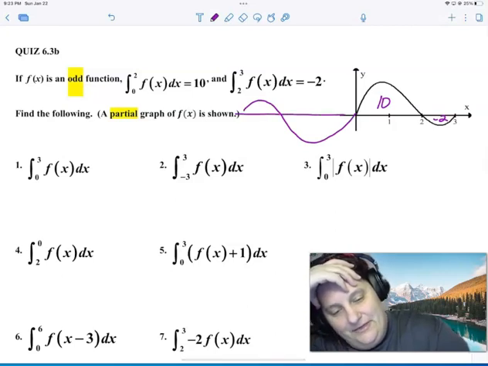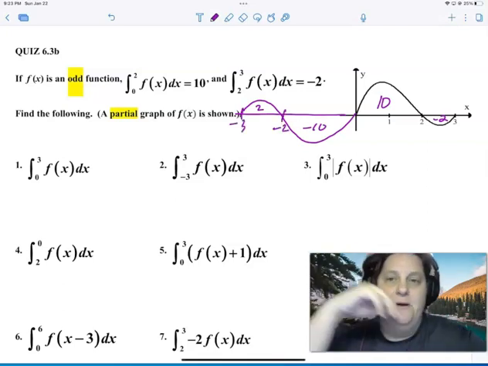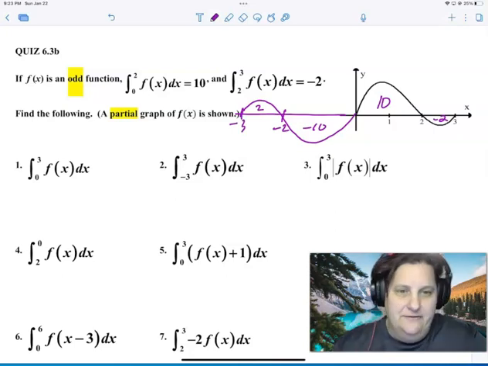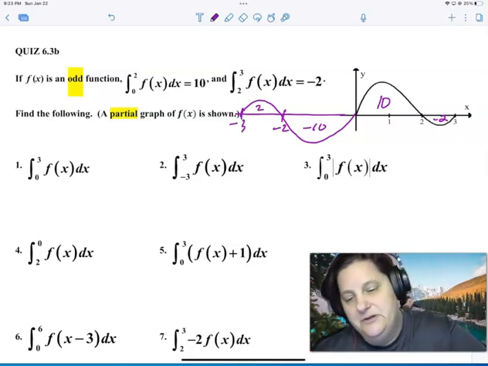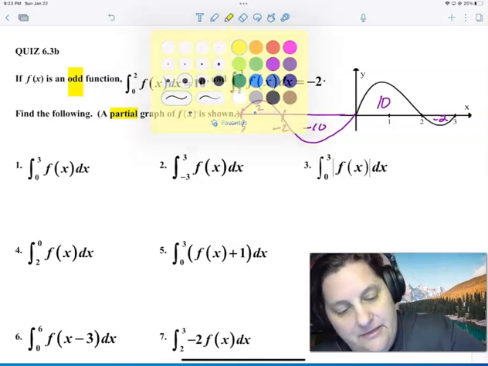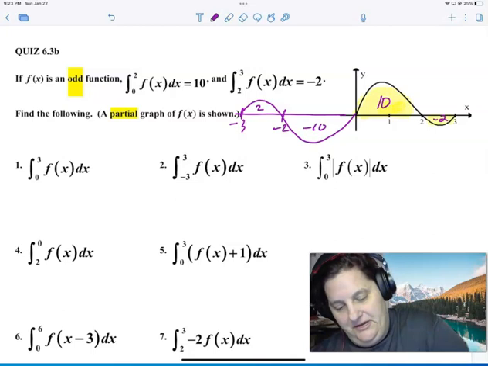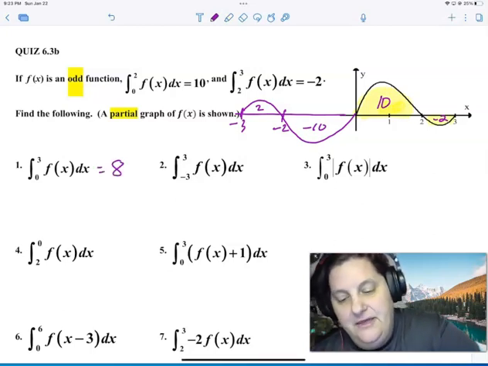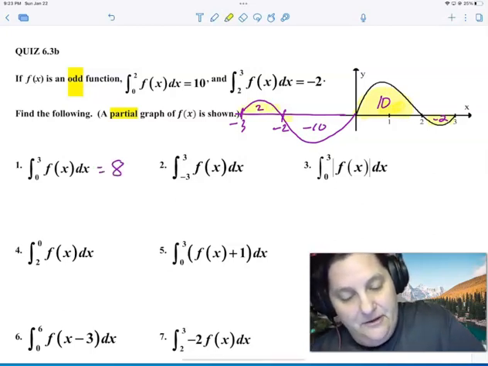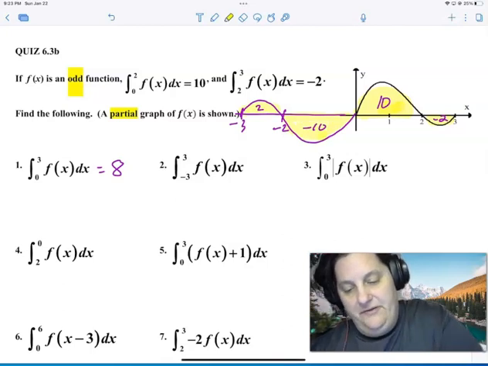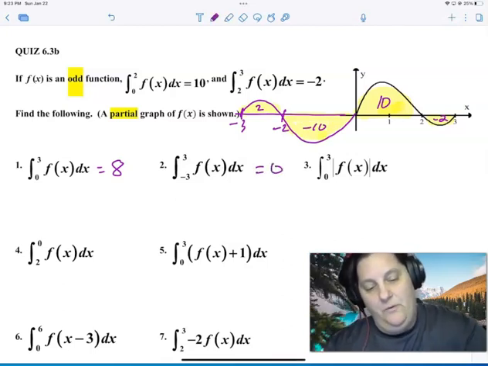Okay? So I think the reason it's telling me this is want me to know that's negative 10 and that's positive 2. And that's negative 2 and negative 3. All right, so that's why I said we have an odd function, because now I can figure out the rest of these. Okay, so let's take a look. The integral from 0 to 3 is 10 minus 2, so that's 8. The integral from negative 3 to 3, that's negative 8, positive 8. Everything cancels out. That's 0.